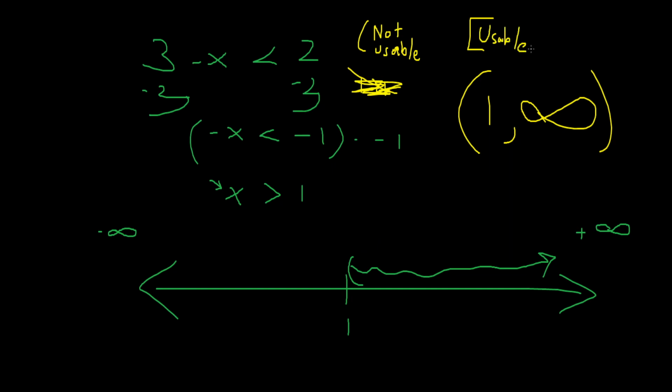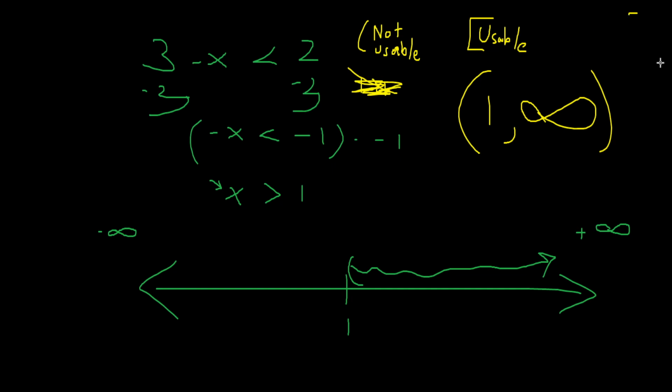So if, for instance, it was x is greater than or equal to 1, 1 is greater than or equal to 1, that's true, that works. In this case, we would have a 1 with a bracket. But because that's not what we have, we're not allowed to do that.